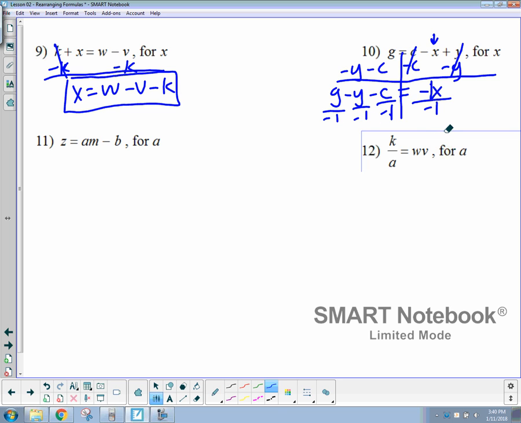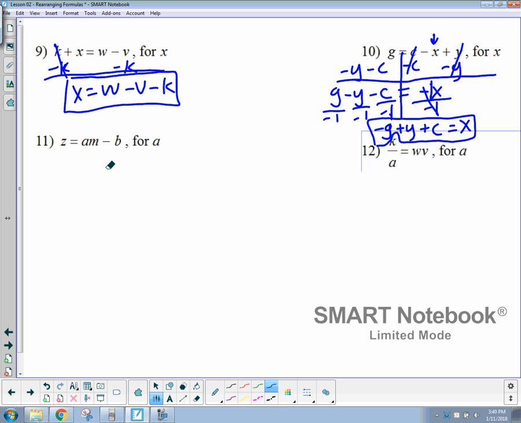Okay, so that negative 1 cancels on the x. I'm going to write it over here to give me some space. So g divided by negative 1 is going to be a negative g. A negative and negative make a positive, so positive y. Negative and negative make another positive, so positive c. And there's my answer. Negative g plus y plus c equals x. Try to make room for that k. I'll move it down here when I work on it.